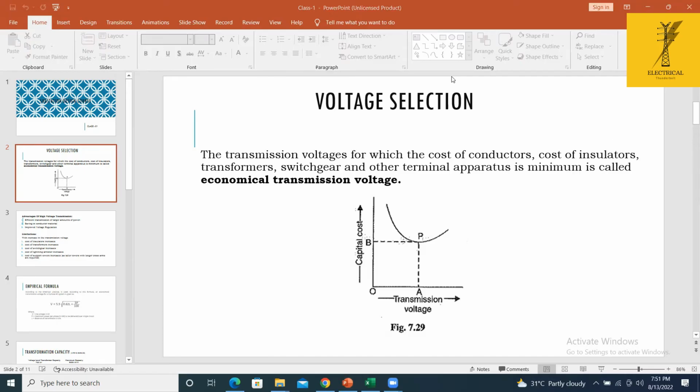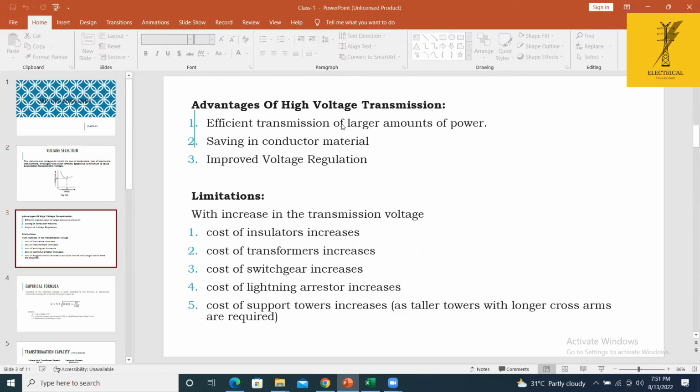Let's now see the advantages of high voltage transmission and its limitations. The advantages of high voltage transmission are efficient transmission of a large amount of power, saving in conductor material, and improved voltage regulation. What are the limitations? The losses and the capital cost, and how to manage them for an economical project.